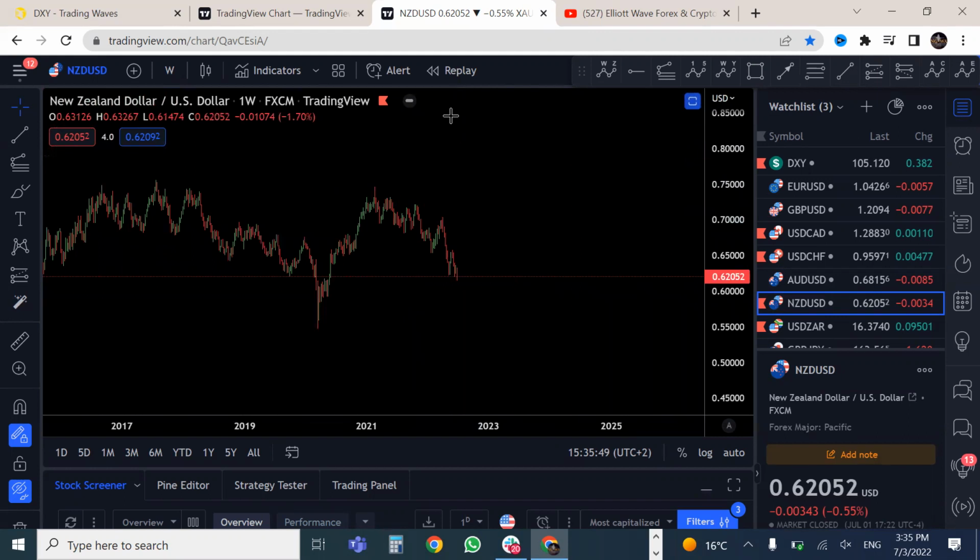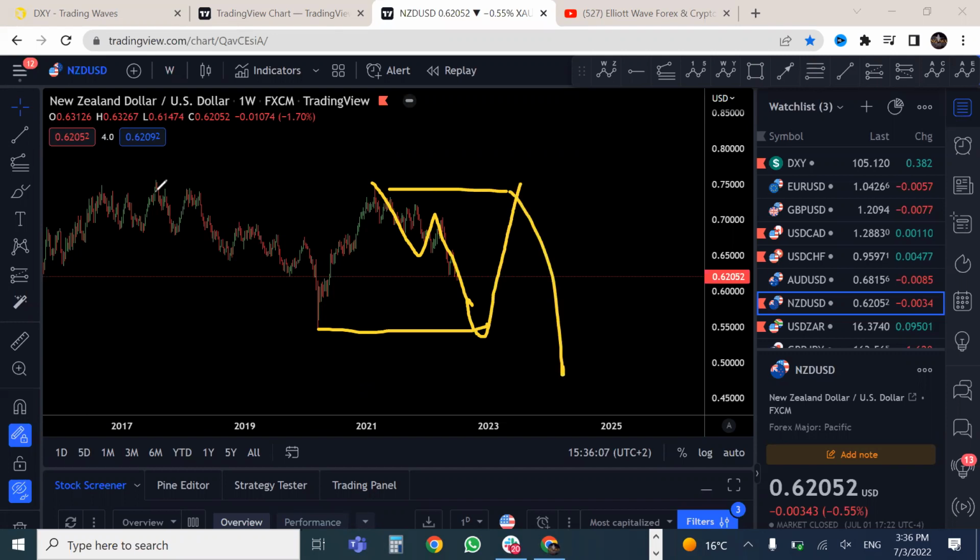Let's have a look at the New Zealand. So New Zealand is the same as well. 1, 2, and we are currently doing the 3. But this one, if it takes the low here, it means it's done with the New Zealand doing. Just taking the low here means we're going to have a corrective structure, and a corrective structure is a continuation pattern, and only then will we get this.